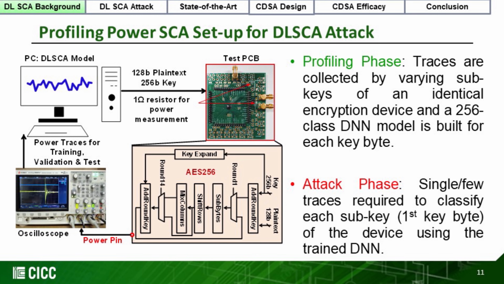Here we see the deep learning based power side channel attack setup. During the profiling phase, traces are collected by varying the subkeys, and a 256 class DNN model is built for each key byte. During the attack, a few traces are required to extract the correct key byte.